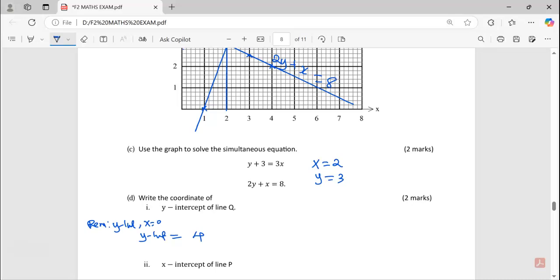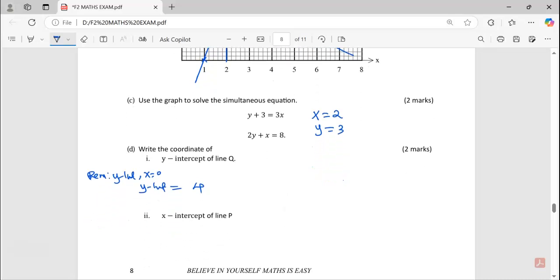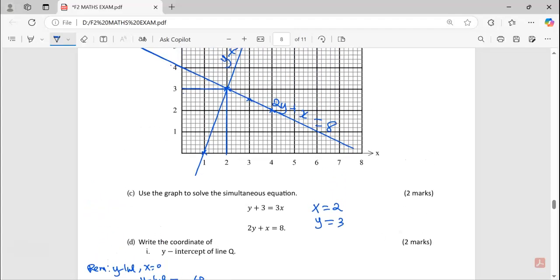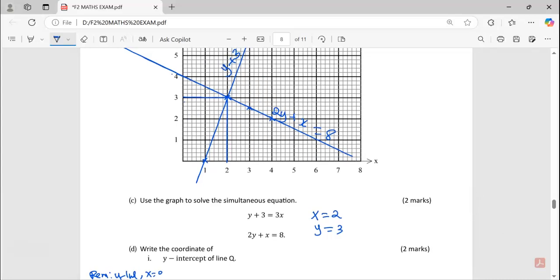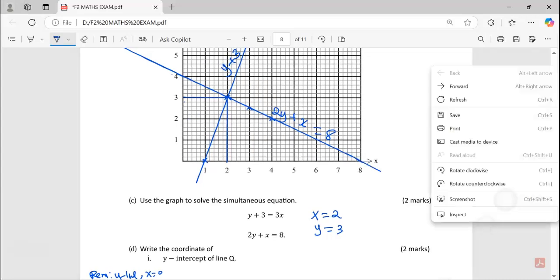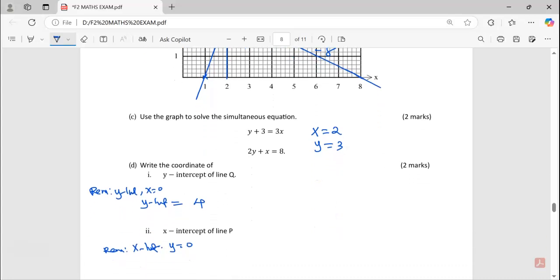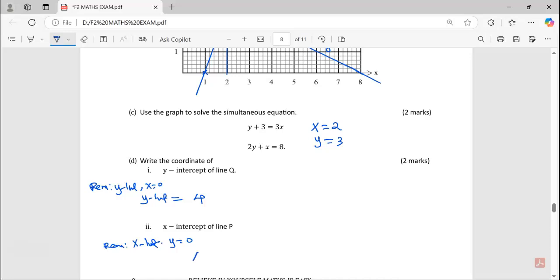And also x-intercept. Something we also need to remember is that at x-intercept, y equals 0. The x-intercept is the point at which the straight line cuts the x-axis. So going back to our graph, this straight line cuts the x-axis at 8. So that is what we need to indicate. x-intercept is equals to 8.